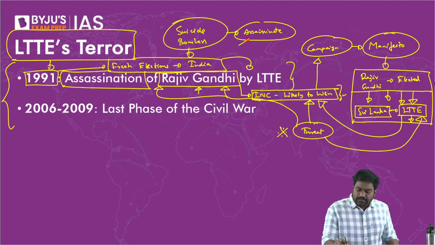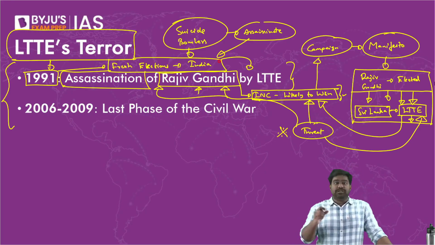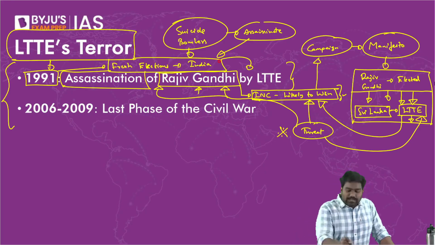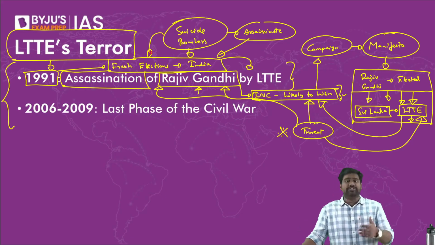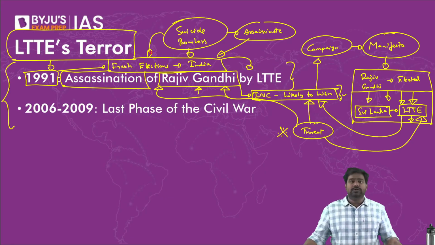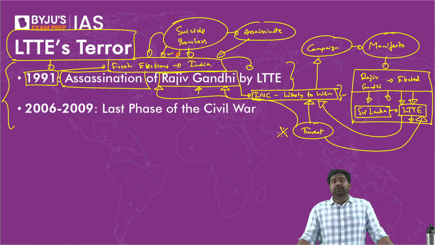LTTE relied on suicide bombers for this mission, and it had made a few earlier attempts, but they were unsuccessful. But finally, the LTTE suicide bomber squad managed to assassinate the former Prime Minister during one of his election campaigns. Near Chennai, on the outskirts of Chennai, you have a place called Sriperumbudur. That is where Rajiv Gandhi was delivering an election speech. He had come there for an election campaign. And this is where LTTE suicide bombers managed to get close to the former Prime Minister and detonated the suicide vest, which killed him.